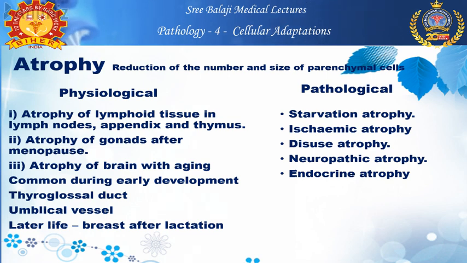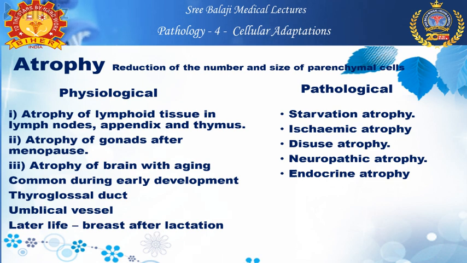In pathological conditions, the reduction in the number and size of cells is mainly due to starvation atrophy. This is a good example in a cachexia patient with cancer, where there is depletion of both carbohydrates and fats and catabolism of proteins, which leads to anemia. The second one is ischemic atrophy. In this pathological condition, the nutrition supply is reduced, basically by atherosclerosis, which leads to atrophy of the organs.